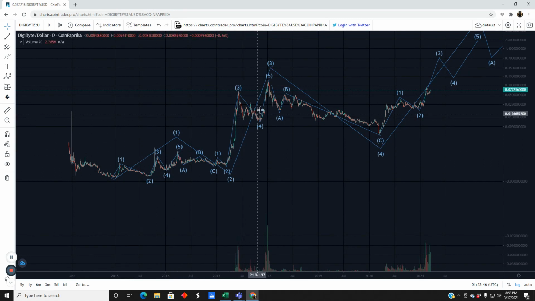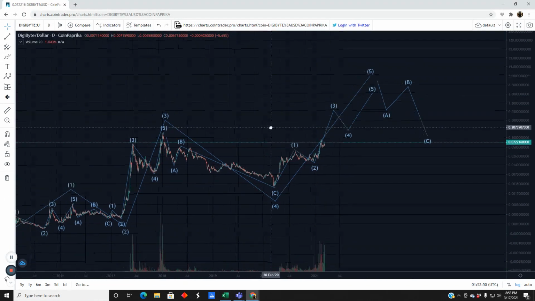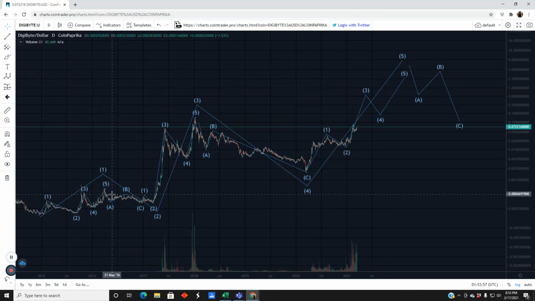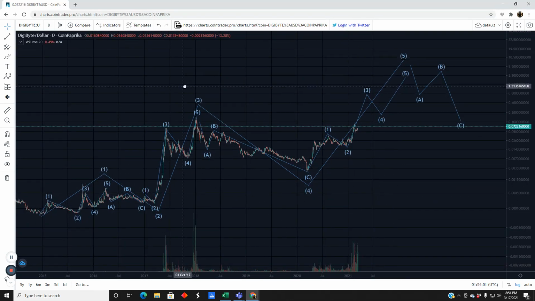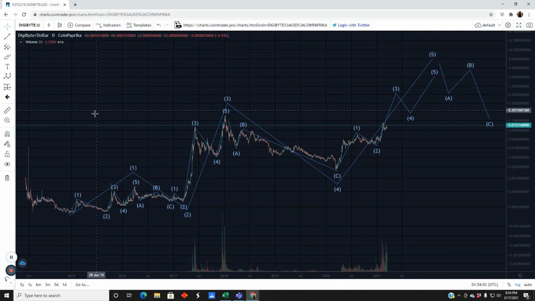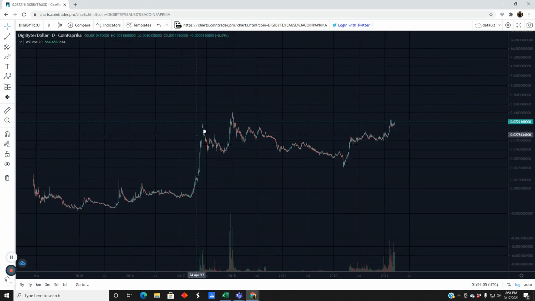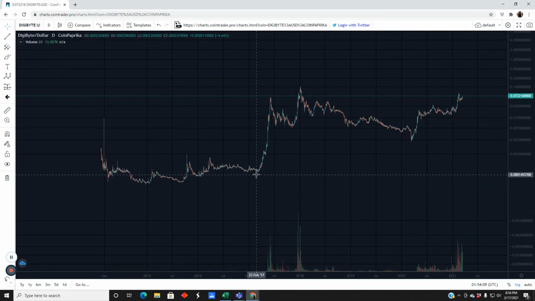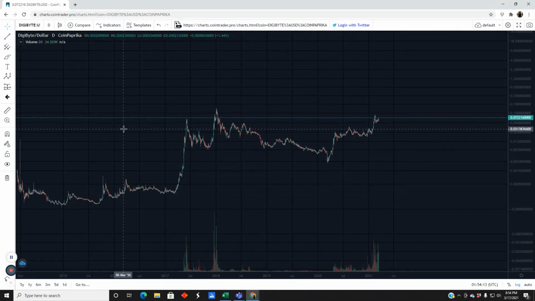Micro, macro for long term. Volume is still growing here, so we're in good shape. And yeah, it can drop quite a bit, just like it did over here. But as long as you hold it for a while, then you should be fine, as long as the company's not getting sued or whatever's happening. So that's the macro count, micro count for Elliott Wave on Digibyte. So that's what I see happening here.